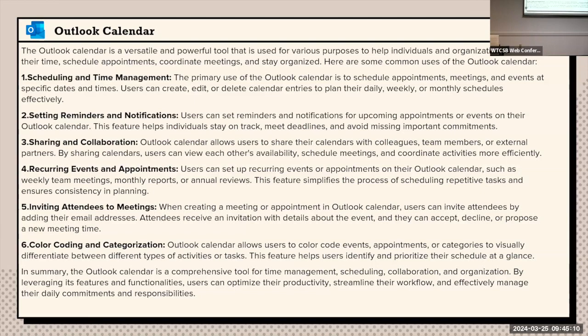You can schedule and have time management, setting reminders. You can share your calendar with your staff, or your staff could share their calendar with you, so you could see what they got going on. You can have recurring events and appointments. You can invite people to meetings, and you could have color coding and categorization. Pretty basic. Get to the next.